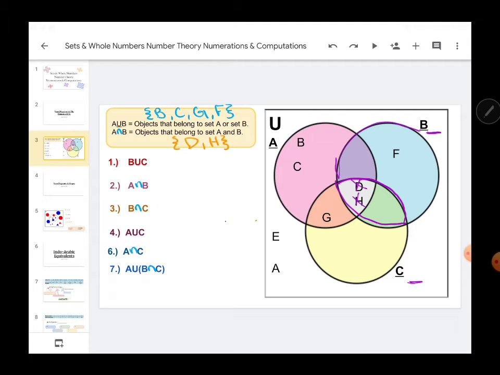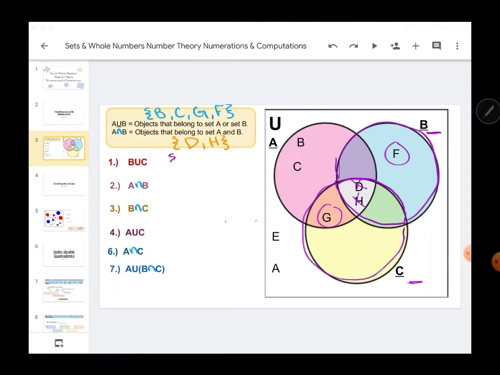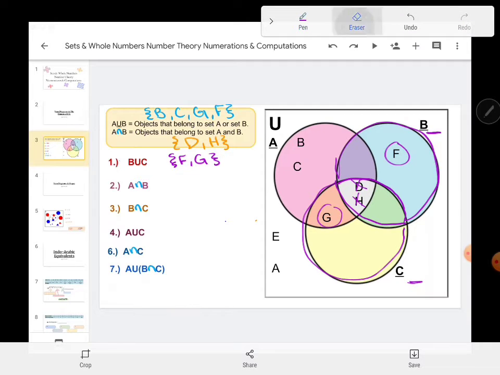In circle B right here, we actually have an F. And in circle C right here, we have a G. Therefore, our solution is actually going to be FG. Put FG, close our brackets, and that's our solution.